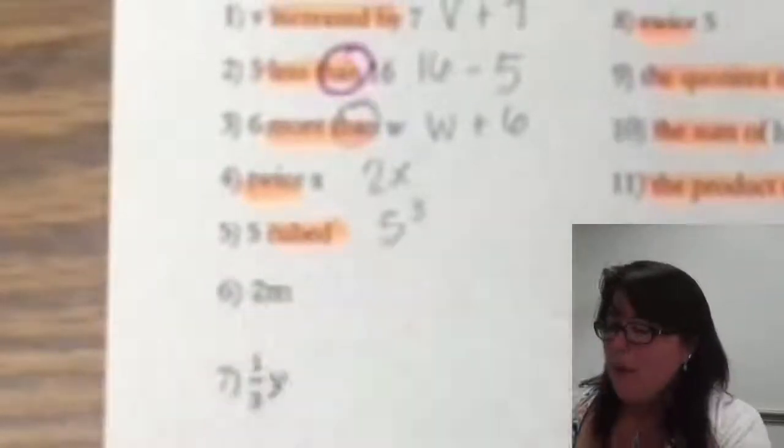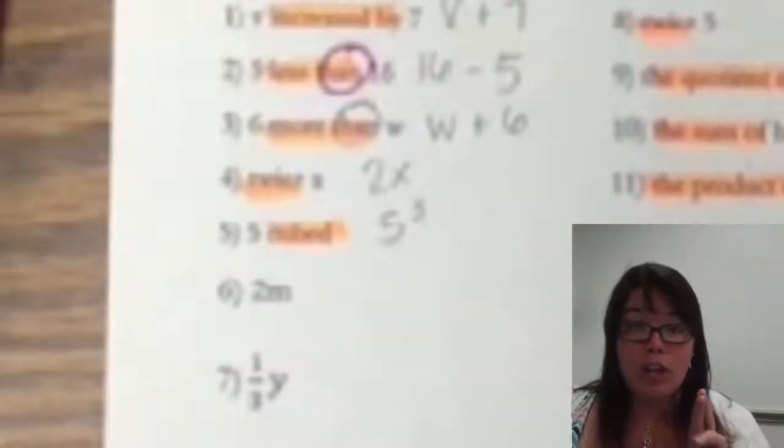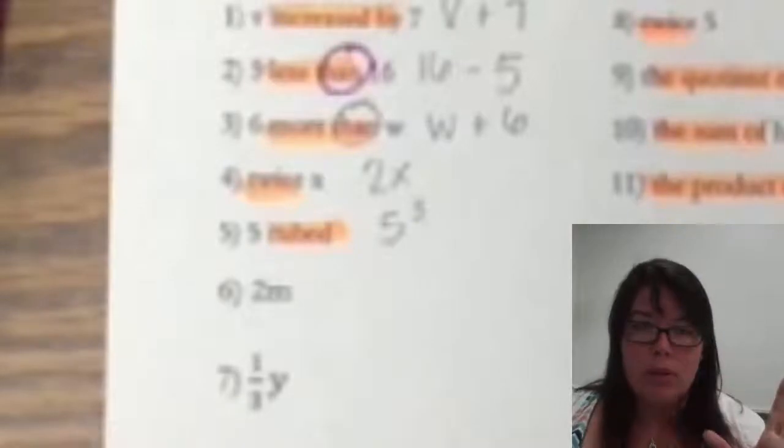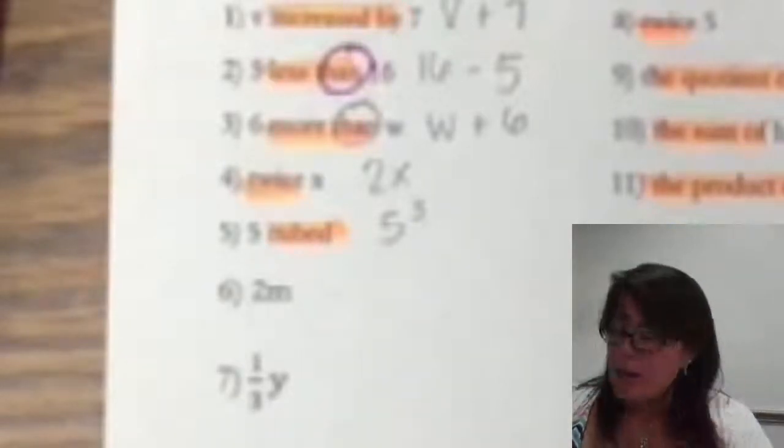So 2m, whenever two things are right next to each other like that, where there's no symbol at all, it means that they're being multiplied. So I have 2 and m being multiplied together. So I'm going to look up here to my multiplication words and pick one. It doesn't really matter which. So I'm going to do 2 times m.